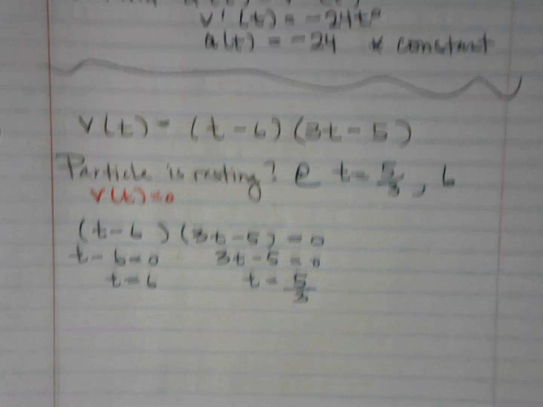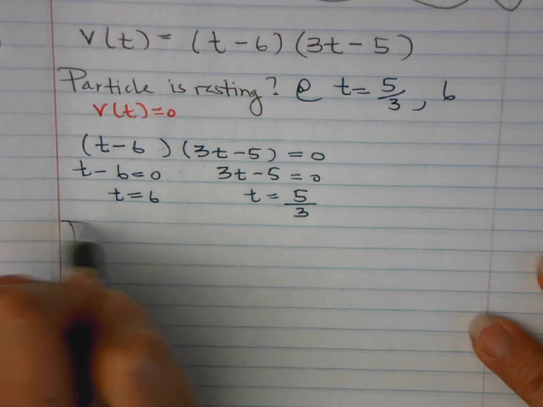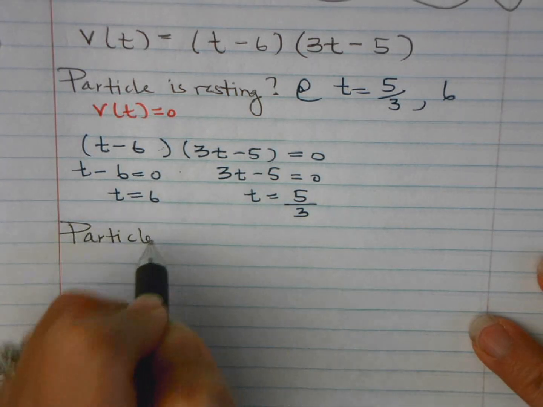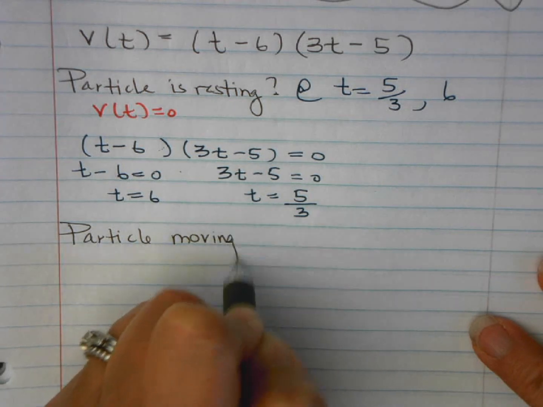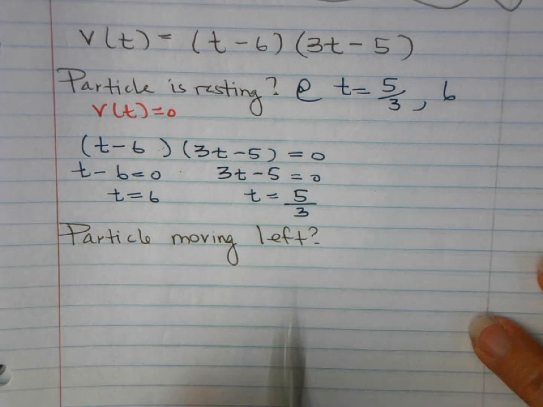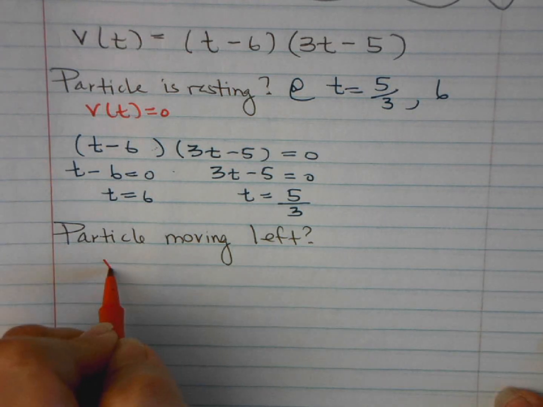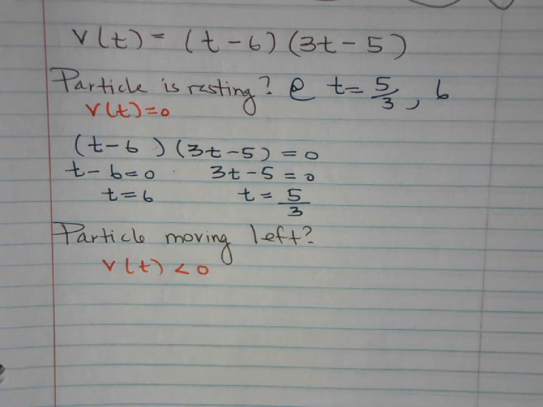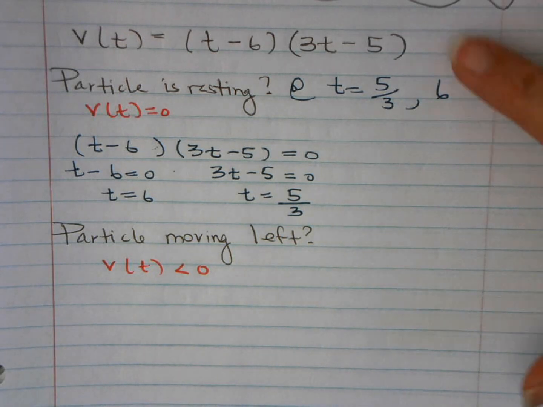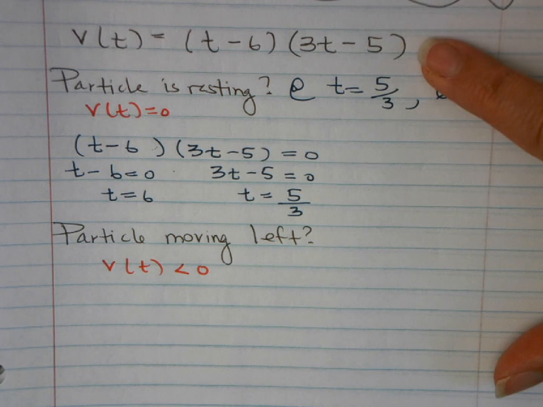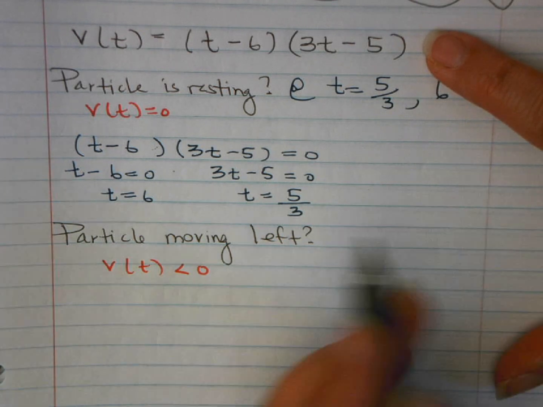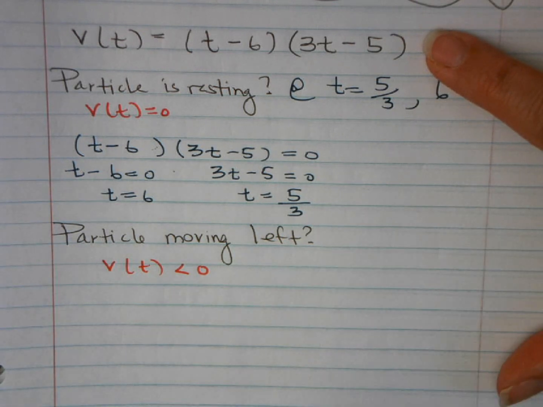All right, and here is the very last question. When is the particle moving left? It is moving left when the velocity is negative. So here is my velocity equation. I know that it's going to be moving left when it is negative. And I know that it's resting at 5/3 and 6.